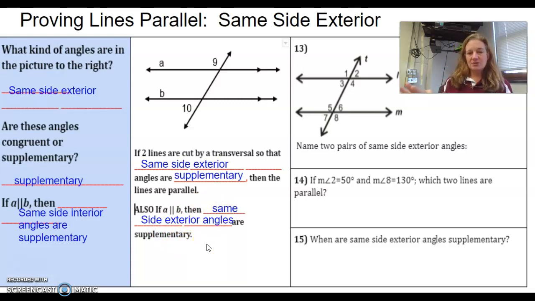So I can say the conditional, same side exterior angles are supplementary, then the lines are parallel, and I can say the converse. If A is parallel to B, then same side exterior angles are supplementary. Okay, so I'm going to name a pair. I've got angle 2 and angle 8. They're on the same side of the transversal.